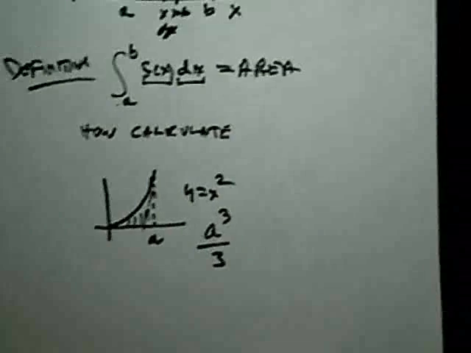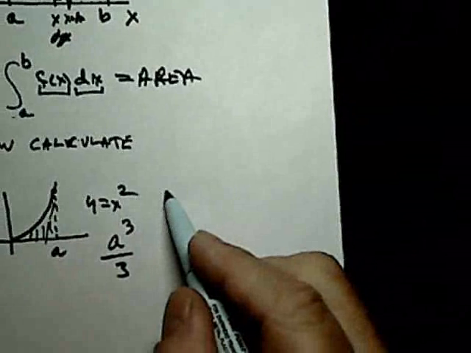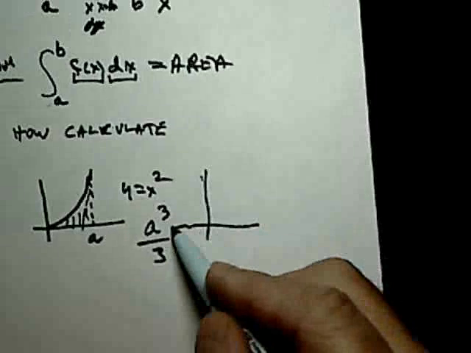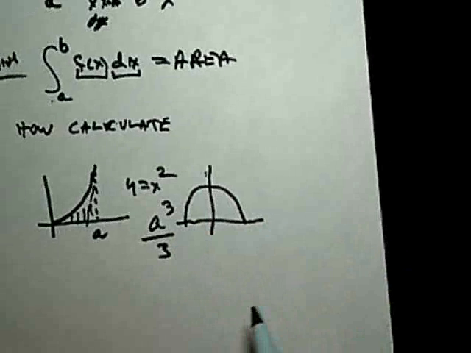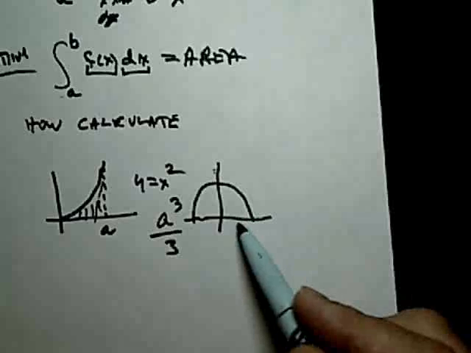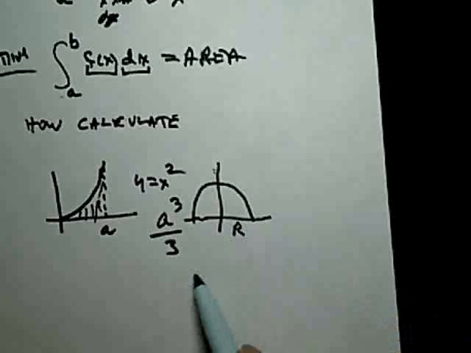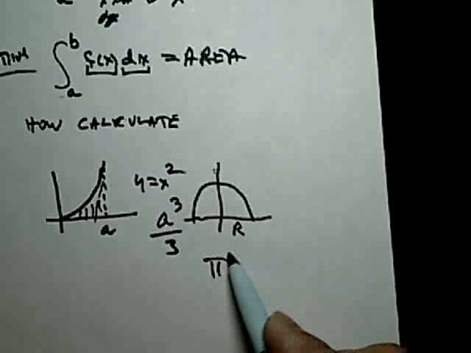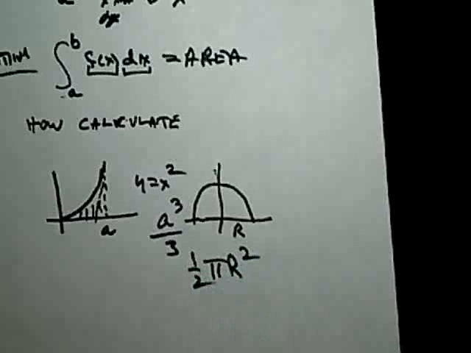Similar problems, actually a circle. What is the area of a circle? And again, Archimedes solved this problem. If this is a radius r, then he found out that the area of this semicircle is 1/2 of pi r squared. And he was able to find that out.